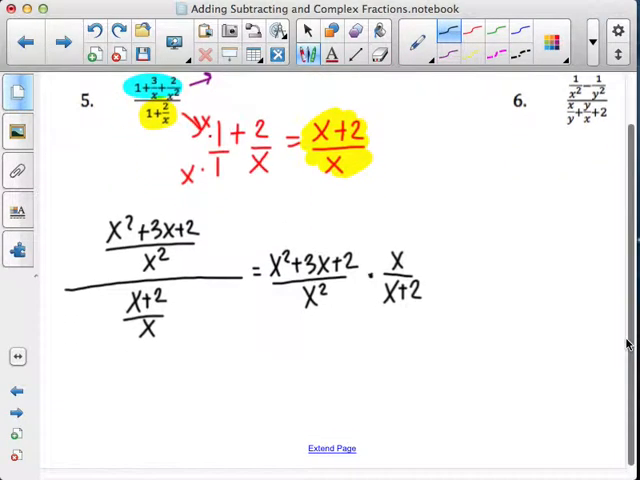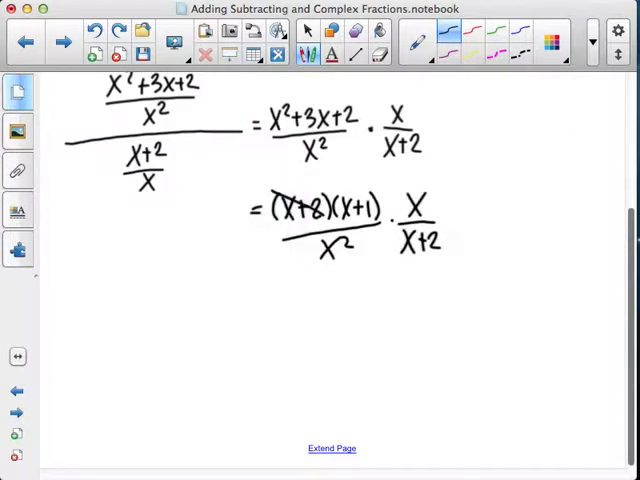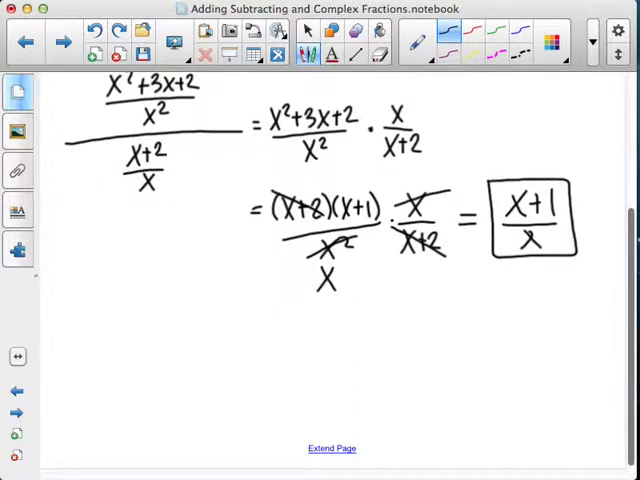Now I'm going to factor and see if there's anything that I can cancel. So I know that the numerator here factors to be x plus 2 times x plus 1 all over x squared times x over x plus 2. The x plus 2's cancel. This x cancels with this, and this becomes just x in the denominator. So my final answer is x plus 1 divided by x. And make sure you're not canceling these x's here because of this plus sign in the middle. You can't do that. No canceling across addition.